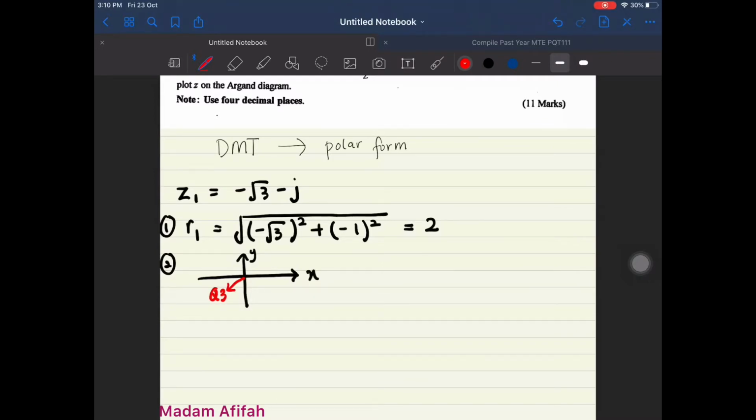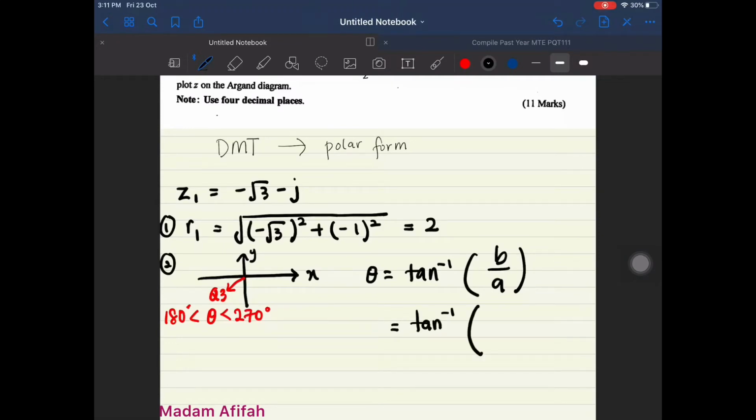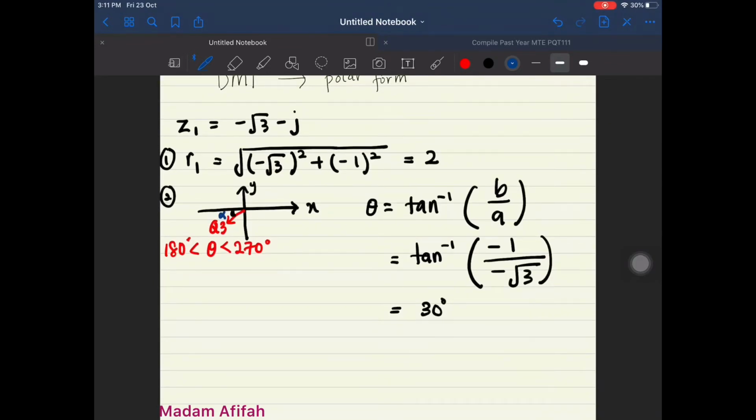So the argument should be greater than 180 and less than 270. By using the formula theta is equal to tangent inverse of b over a, in this case your b is equal to negative 1 and your a is equal to negative square root 3. Therefore, your theta is equal to 30. So 30 is here. This is your reference angle. Your actual angle theta is 180 plus 30, so you will have 210.